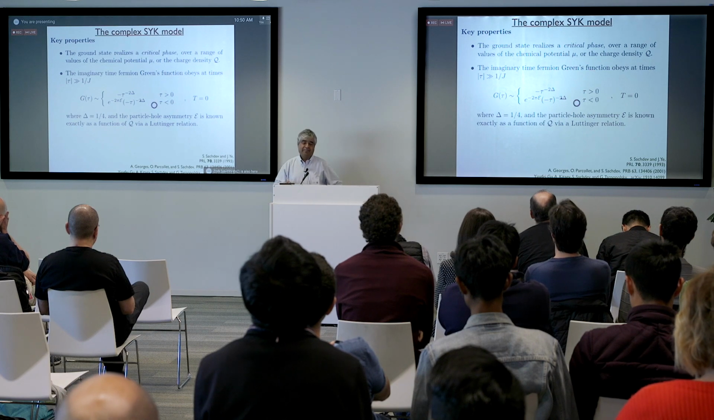So that's what happened. There's a line of critical points. The exponents don't change. They could have changed, but they don't. They're the same everywhere.